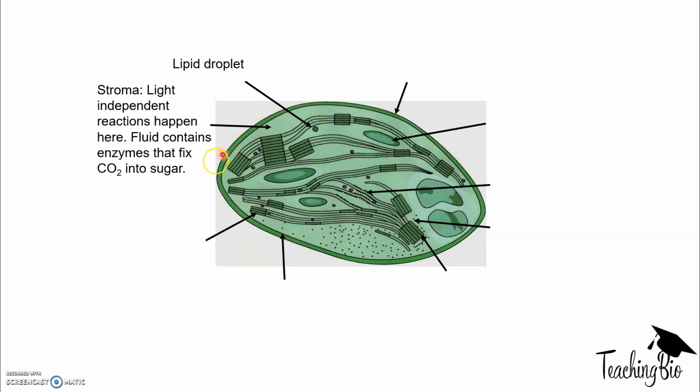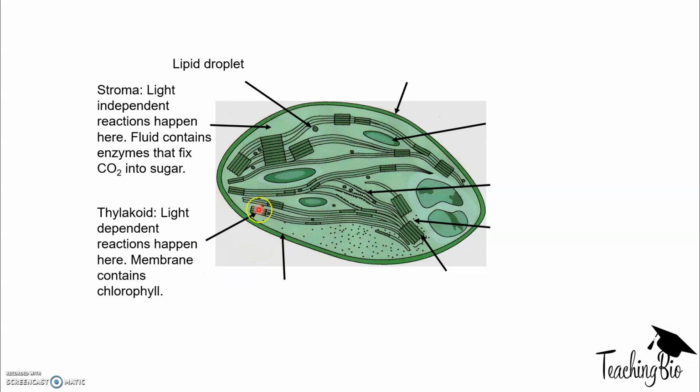It's got the stroma. Now the stroma is basically sort of like this matrix, and that's where the light-independent reaction will happen, and this contains enzymes that will fix carbon dioxide to form glucose. This is the thylakoid, they arrange in stacks, and that's where the light-dependent reaction happens, and this is where the chlorophyll pigments that absorb the photons of light remain.